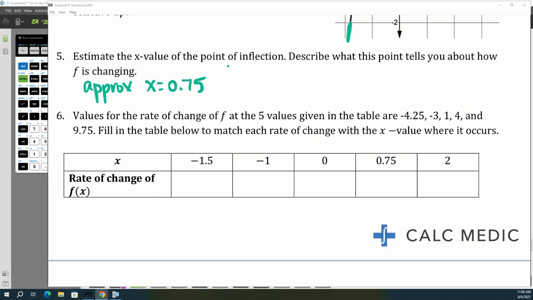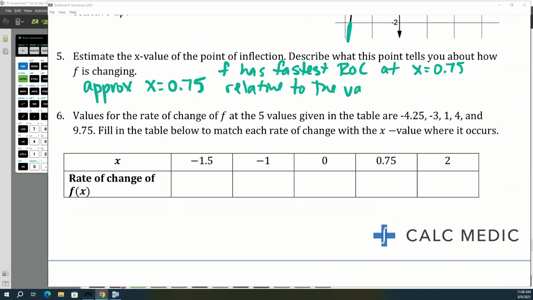So we're going to say f has the fastest rate of change, let's just write ROC, at x equals 0.75 relative to the values around it.